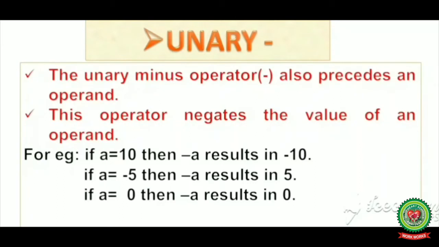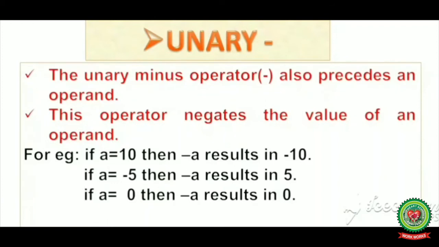Clear? If the operand is positive, then our result is negative, and if it is negative, then our result is positive. See the example. For example, if a is equal to 10, then minus a results in minus 10, means our operand is positive but our result is negative. If a is equal to minus 5, then minus a results in 5 because minus minus is plus, and if a is equal to 0, then minus a results in 0. Clear? So the unary minus operator negates the value of an operand.